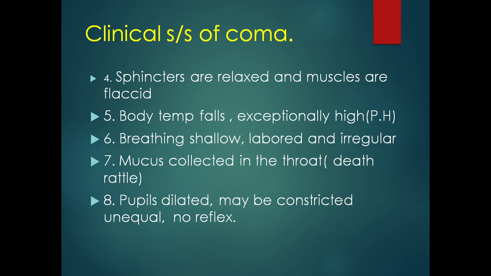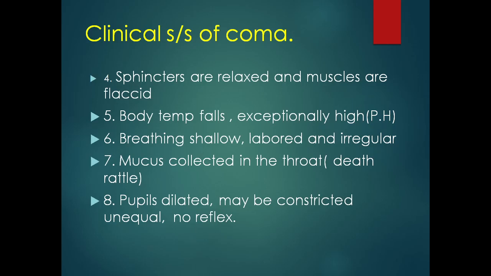Then sphincters are relaxed and muscles are flaccid in coma. Body temperature falls, exceptionally high in case of pontine hemorrhage. In pontine hemorrhage, you remember that there is a higher temperature, there is hyperthermia, as well as pupils are constricted. Remember these 2 points in pontine hemorrhage, P for pinpoint pupils and H for hyperthermia.